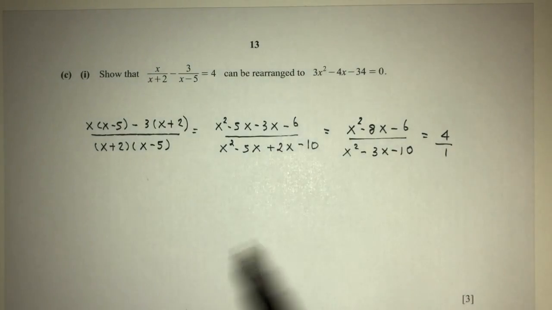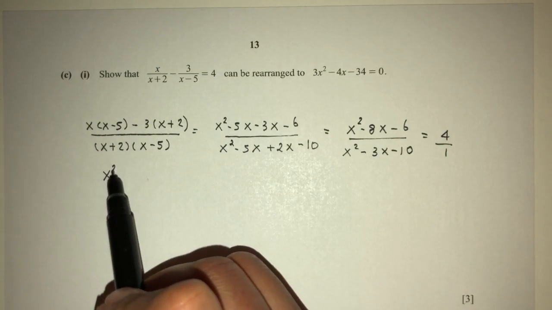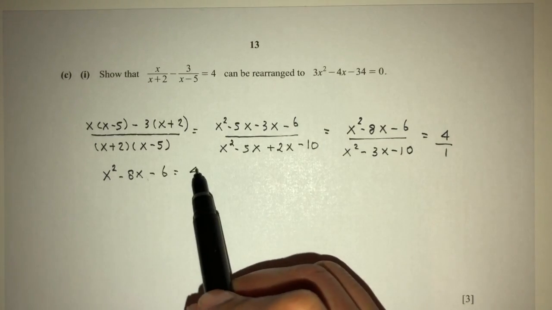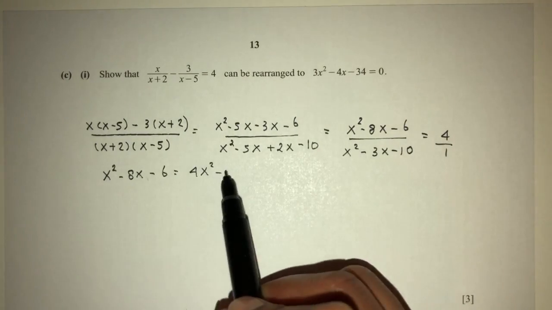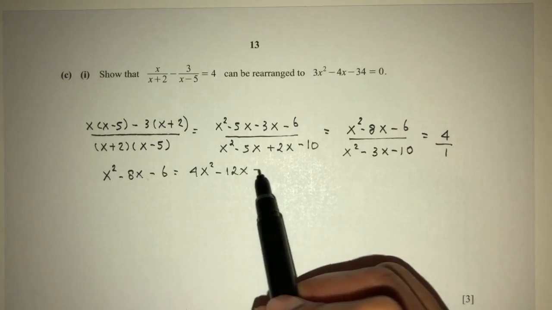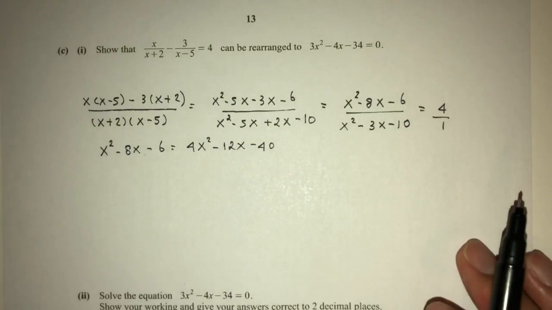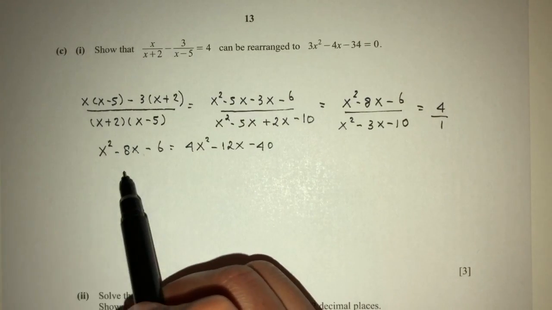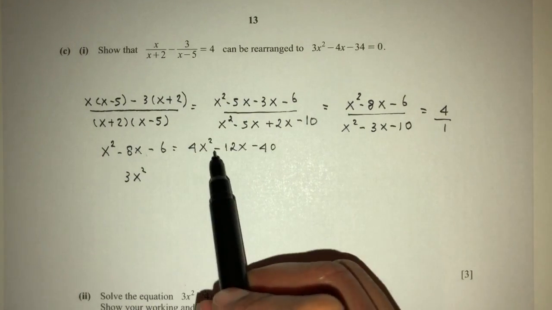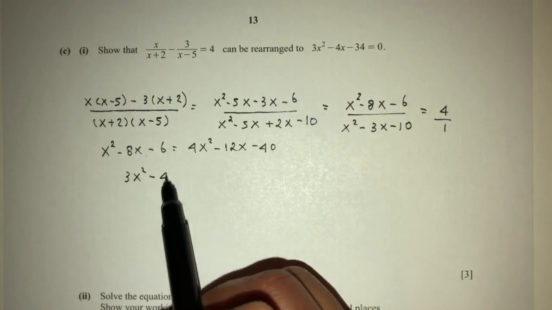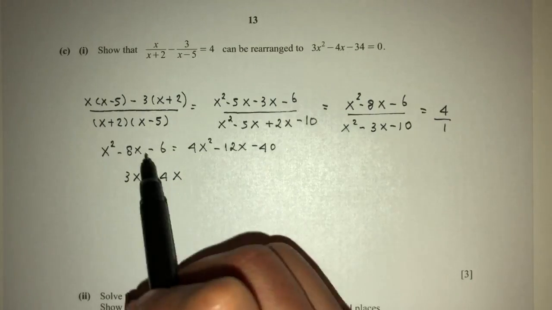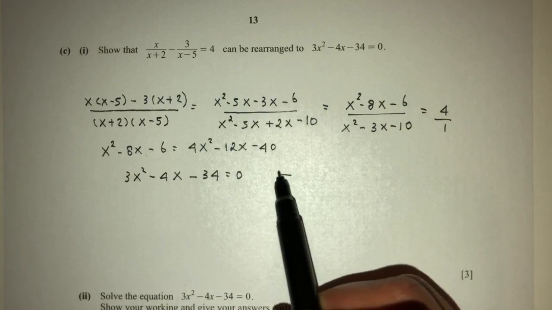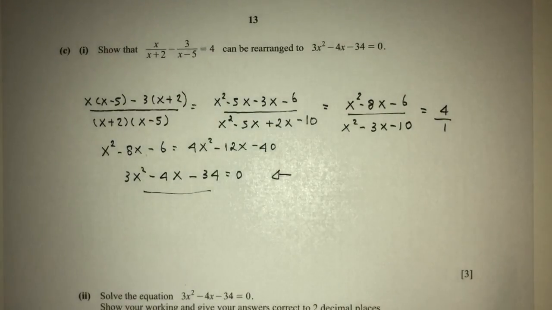So we have to cross multiply. You will have x squared minus 8x minus 6 is 4x squared minus 12x minus 40. Simplify, let's send everything to one side. You will have 4x squared minus x squared, that will be 3x squared, minus 12x plus 8x, that will be minus 4x, minus 40 plus 6, that should be minus 34 is 0. And this is shown as required.